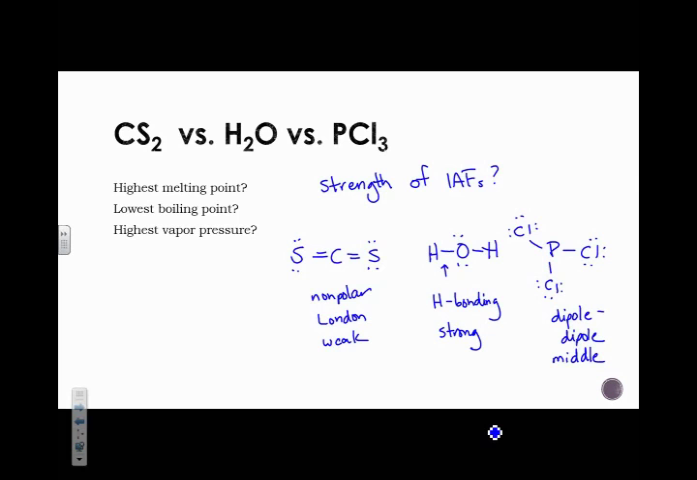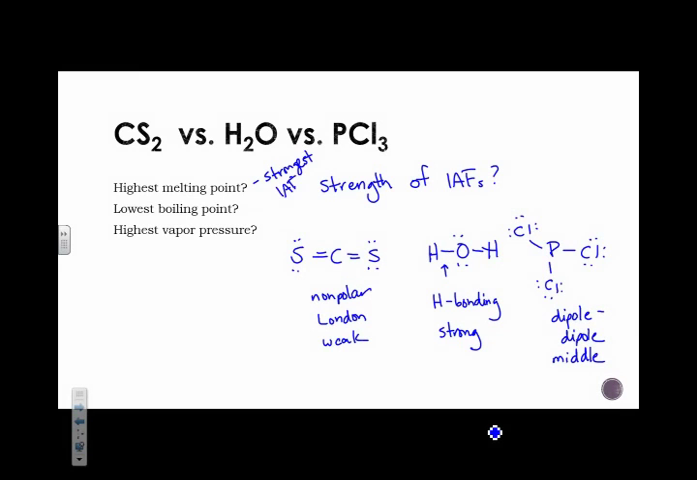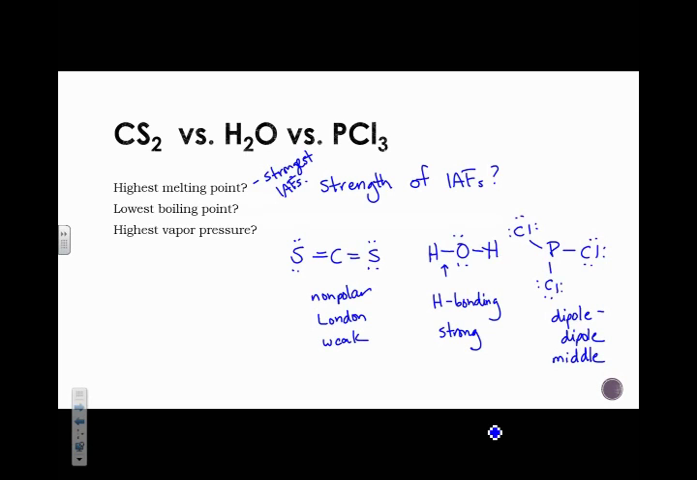So now we know that the highest melting point will come from the substance with the strongest intermolecular attractive forces. Because highest melting point means I have to put a lot of heat into the system in order to overcome the attractions between the particles to get it to move from a solid to a liquid. So the highest melting point will be water.